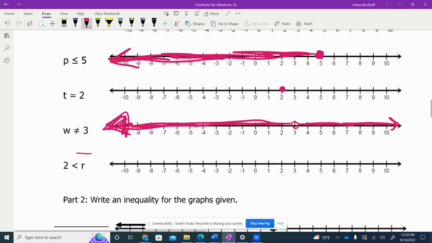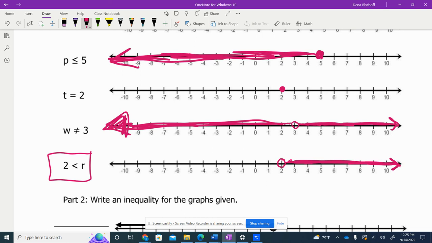What about this one right here? Open circle or closed? Open. There's no bar underneath it. This says 2 is less than all the numbers. So which way do we shade? 2 is less than all of the numbers. We shade to the right.